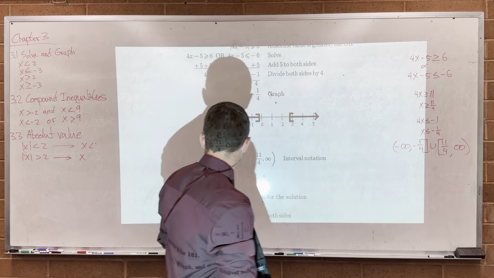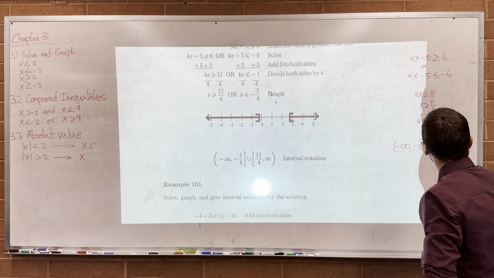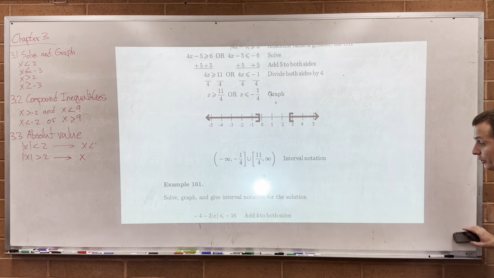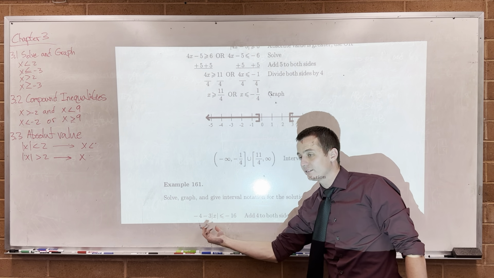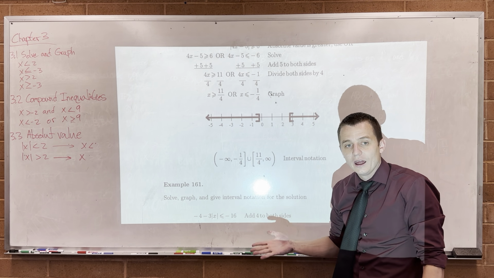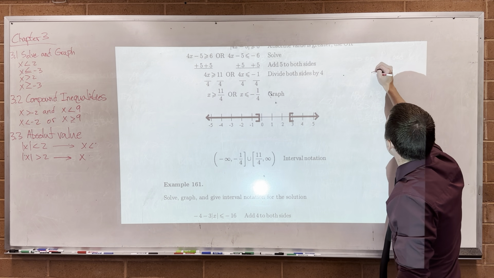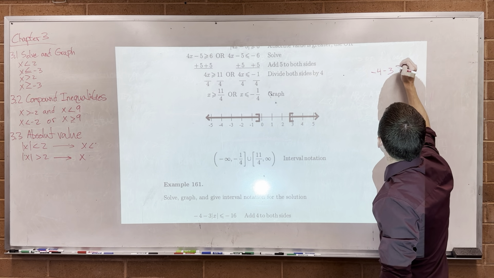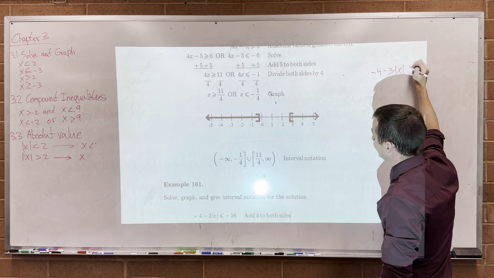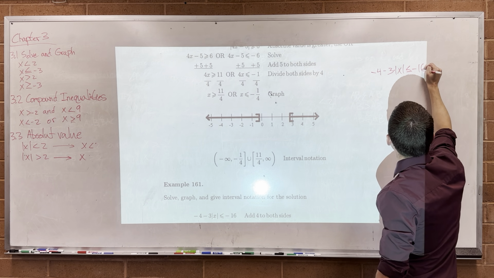Solve this. So a little bit more complex here. First thing we're going to do, get the absolute value by itself, everything else on the other side. And then we know how to work with the absolute value. So I have negative 4 minus 3 absolute value of x is less than or equal to negative 16.